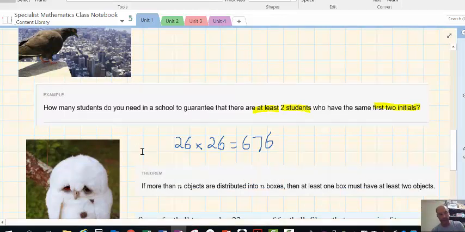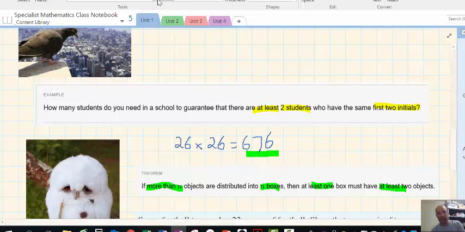Now at this point I'd like to show you a different interpretation of the pigeonhole principle. It makes just as much sense. If more than n objects are distributed into n boxes, then at least one box must have at least two objects. There's lots of at least there, isn't there? It feels like it anyway. If more than a certain number of objects is placed into that number of boxes, then at least one box must have at least two objects. If you pause and think about that, it does make sense.